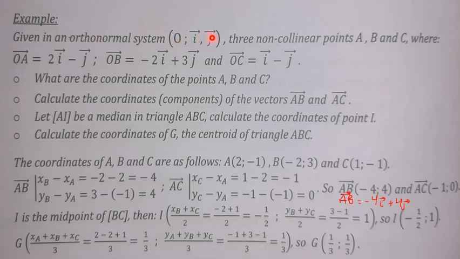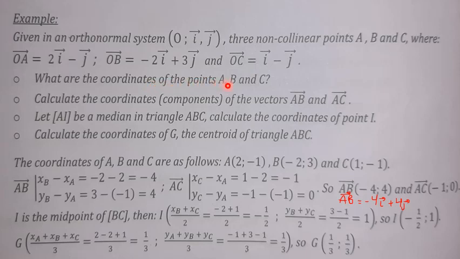Since O is the origin, directly the coordinates of A are the coordinates of vector OA. So what are the coordinates of A? 2 and -1. And what are the coordinates of B? -2, 3. And C, we have 1 for x and -1 for y. x is i and y is j. So 1, -1. The coordinates of the point are equal to the coordinates of vector OA, because O is the origin with coordinates 0, 0. So 2 for x and -1 for y. i for abscissa and vector j for ordinate.